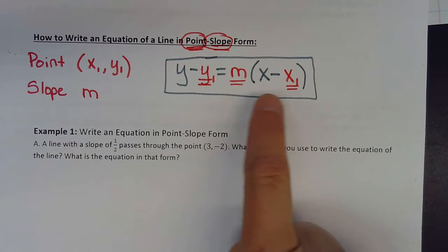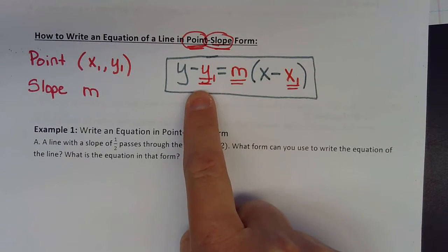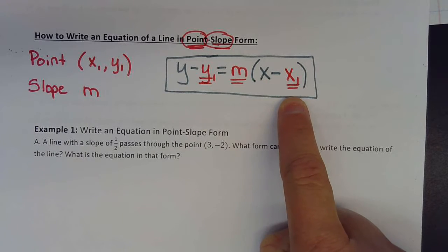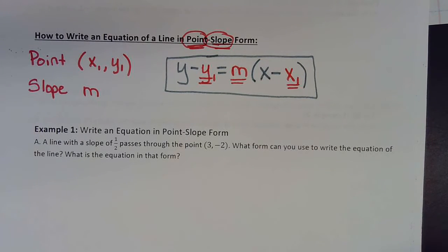The y and the x that are just y and x stay y and x. It's kind of like when we wrote equations in y equals mx plus b. The y and the x just stay y and x. You are only plugging in for m, y1, and x1. If you know your slope, your m, and if you know your point, x1, y1, you can just shove those numbers in there.